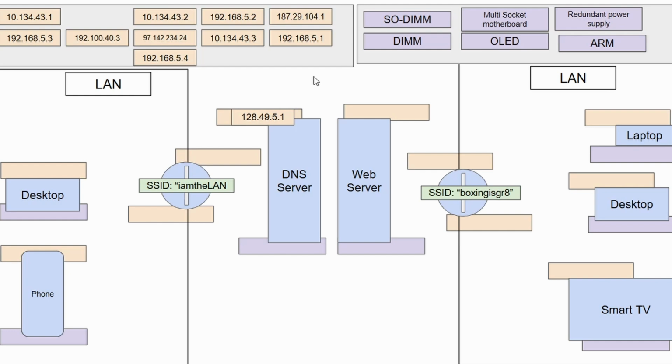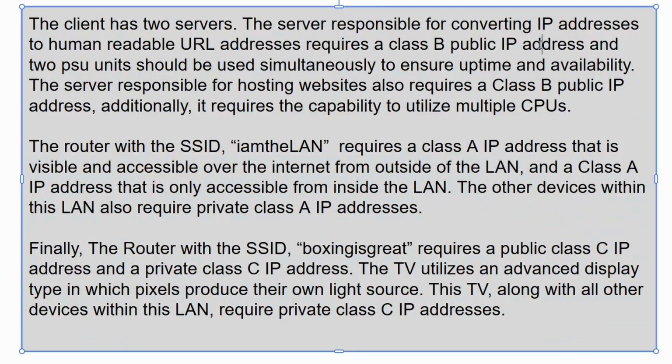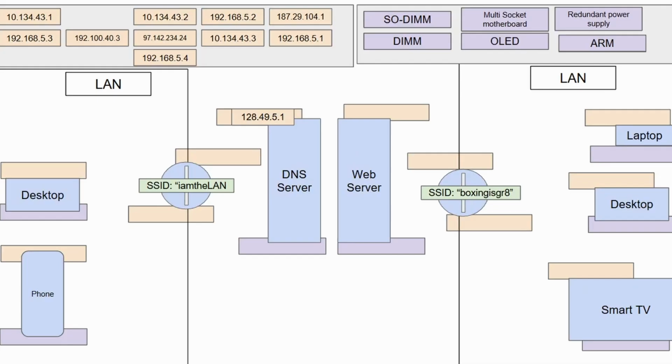Okay, the next set of requirements that they gave us, let's go back and have a read. We've given a public Class B IP address, but they also need two PSU units, or PSUs, that should be used simultaneously to ensure uptime and availability. What does that mean? Well, let's look at our physical characteristic options. Hopefully we already know off the top of our head what that's referring to, but it's not a SODIMM, is it? Because SODIMM is the RAM used in mobile devices, laptops. DIMM is RAM used in desktops.